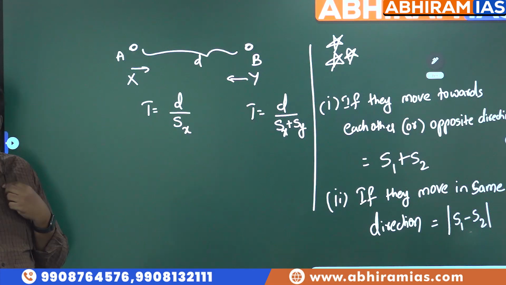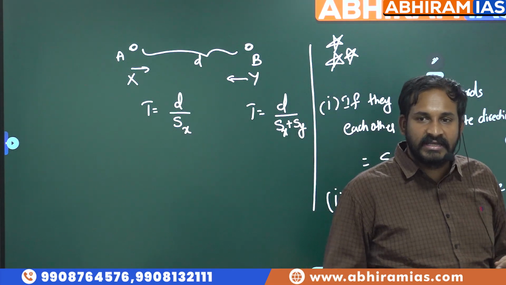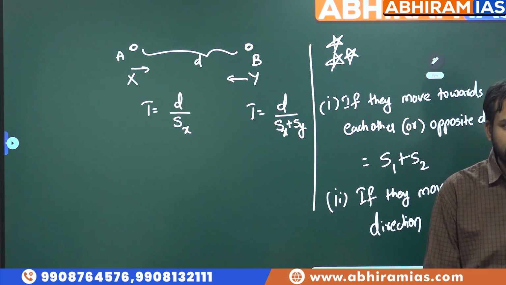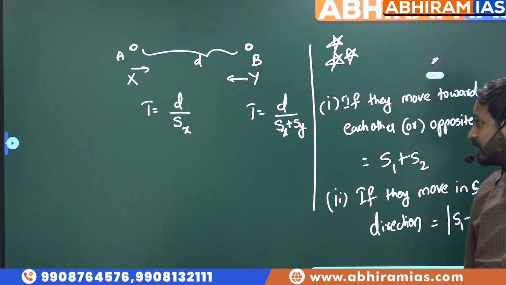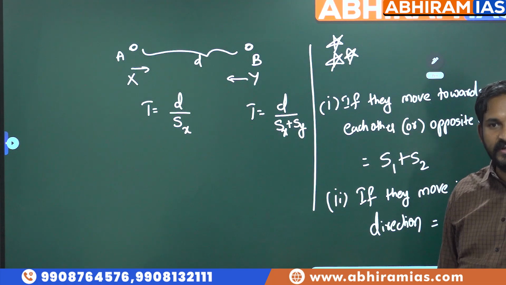Relative speed. Okay. So if two persons move in the same direction, then the relative speed will become their difference. If they move in opposite directions, then the relative speed becomes their addition or sum. Sum of their speeds will become the relative speed. So this is the relative speed case for us.